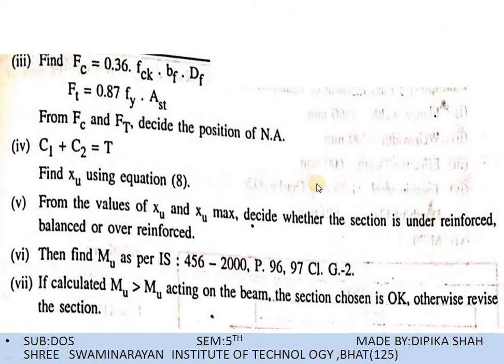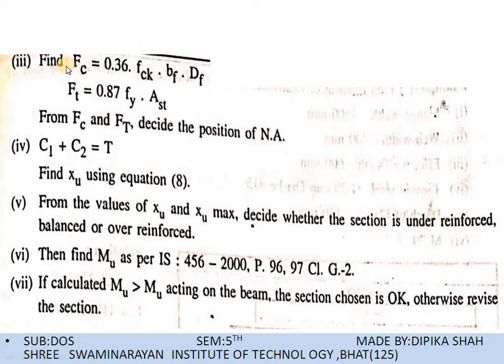After finding out the area of the steel, we will provide the area of the steel, and now we will analyze that beam after providing the area of the steel in that beam section. So again, for analysis of the beam, we know what the procedure is. First of all we have to calculate FC and FT.